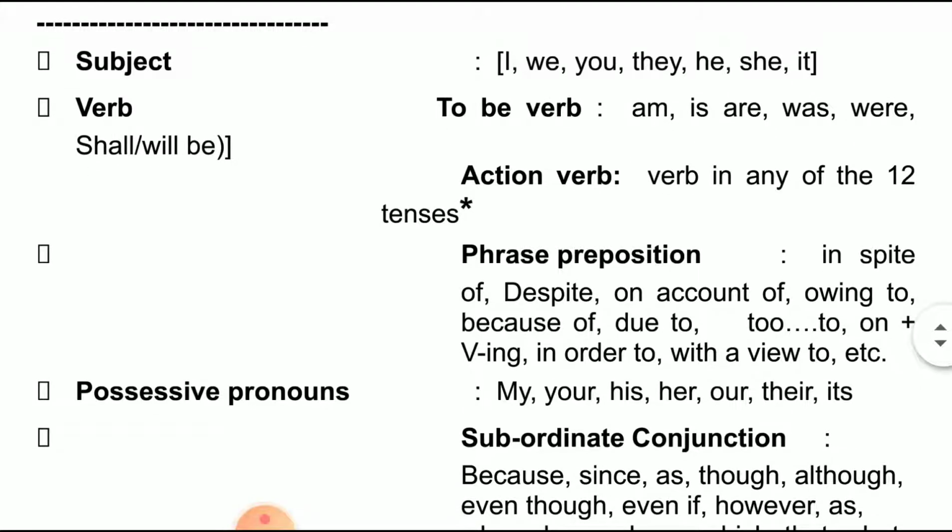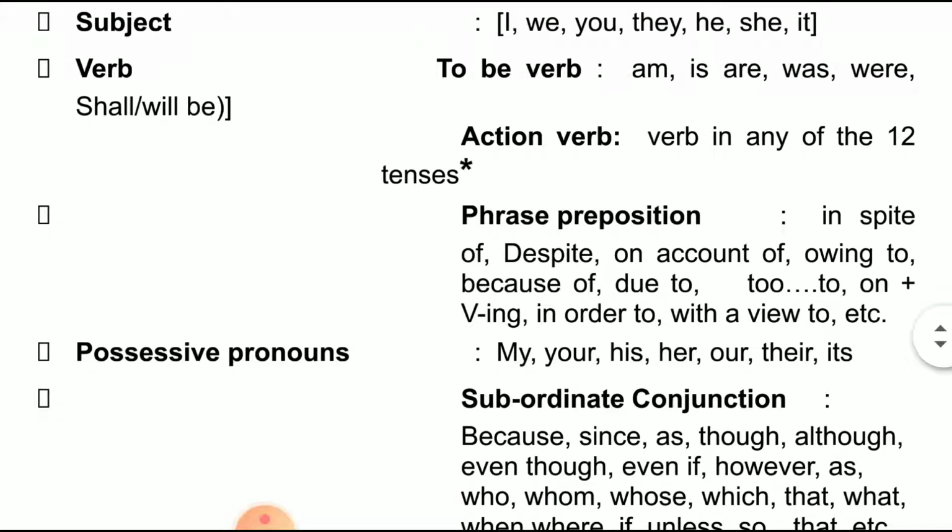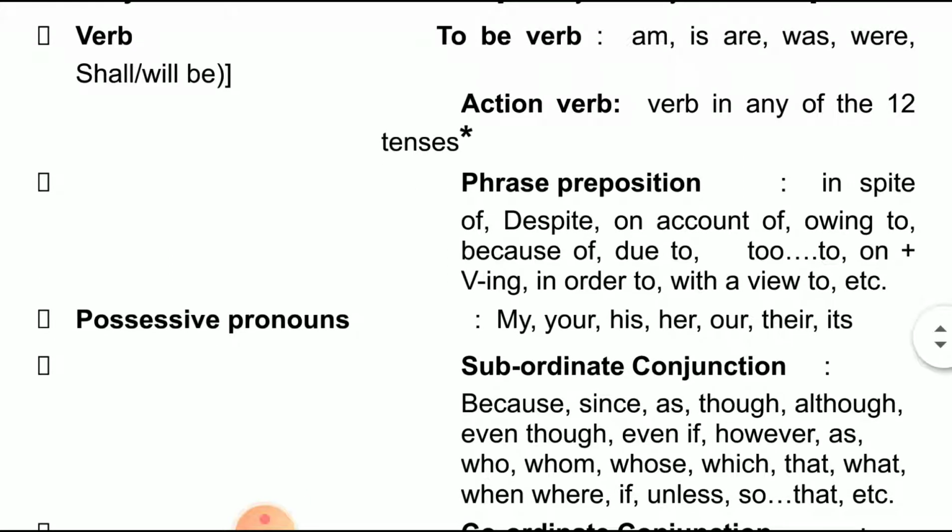Now let us talk about what a verb is. As far as simple, complex, compound is concerned, we can divide the verbs into two types: to be verbs and action verbs. To be verbs are am, is, are, was, were, shall, will, be. They do not show any action, they just show the state of the subject. I am at home, I was in school, I shall be in a movie. Here am, is, are, was, were, shall, will, be show the state, what I am, where I am. They do not show any action.